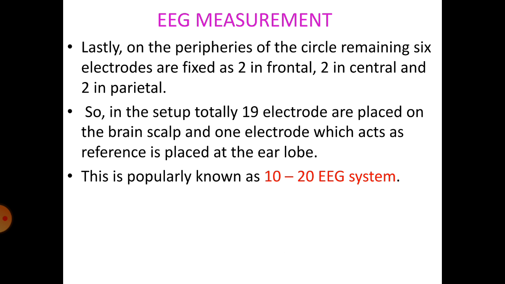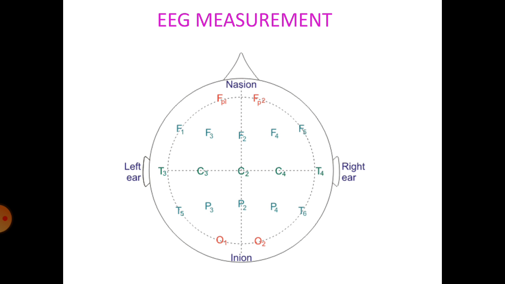Lastly, on the periphery of this circle, the remaining 6 electrodes are fixed, 2 in frontal, 2 in central and 2 in parietal. In the setup, a total of 19 electrodes are placed on the head. One electrode acting as a reference is placed at the ear lobe. This is popularly known as the 10-20 EEG system. This is the 10-20 EEG measurement system.